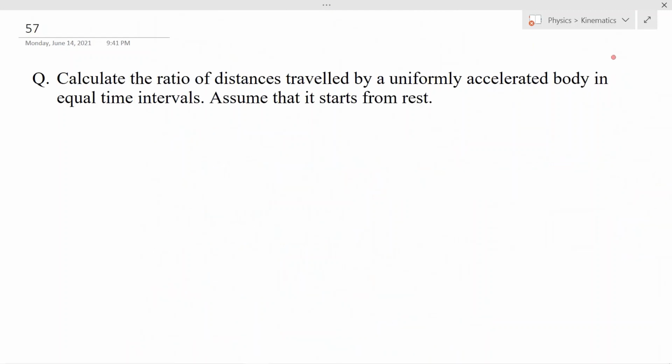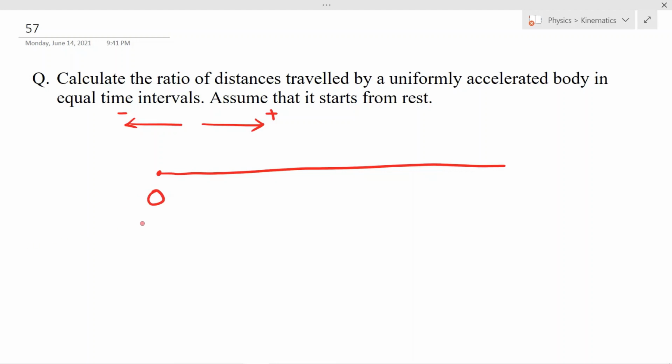Calculate the ratio of distances traveled by a uniformly accelerated body in equal time intervals. Assume that it starts from rest. Again we will use same procedure. We will consider the directions first. Suppose right is positive and left is negative, and we have to calculate the ratio of distances traveled by a uniformly accelerated body. Let's say this is origin, and it is starting from rest, so u is equal to 0.